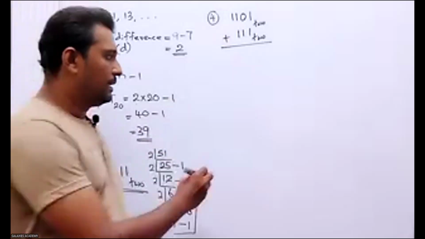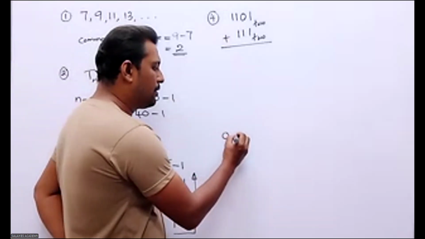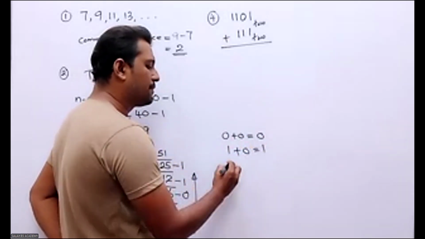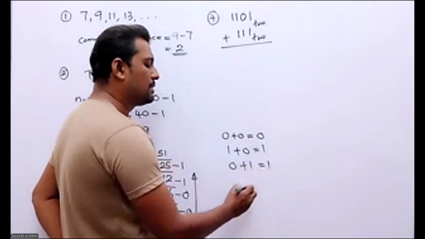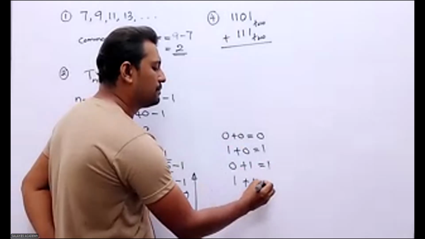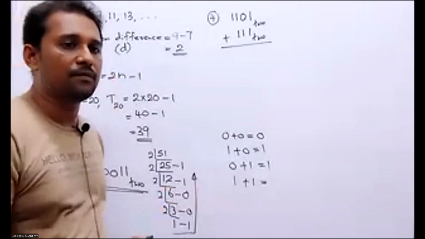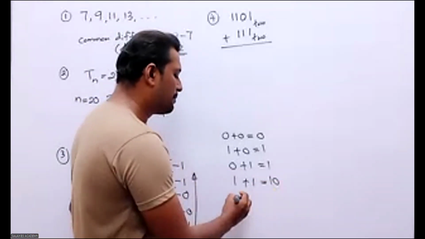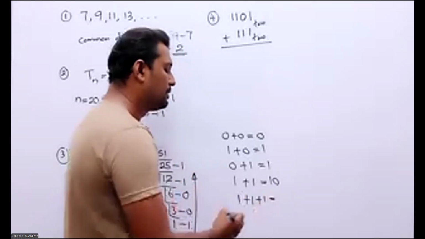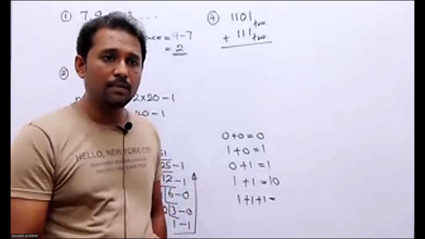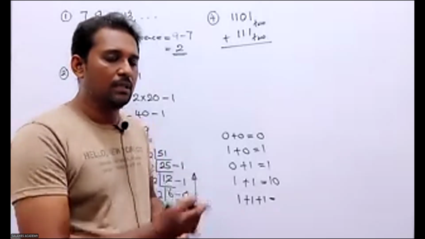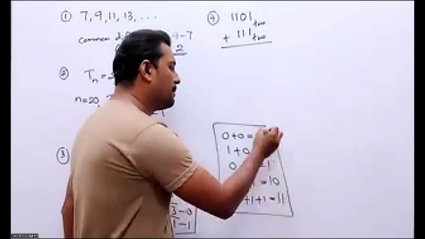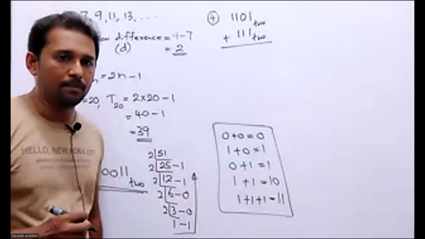What's the theory? When you add 0 plus 0, the answer is 0. 1 plus 0, the answer is 1. 0 plus 1, the answer is 1. 1 plus 1 is 2, but in the binary number system we can't write 2. How can you write 2? 10. Then sometimes you have to add 1 plus 1 plus 1, which is 3. How can you write 3 in the binary number system? 11. Remember these points to add the numbers.